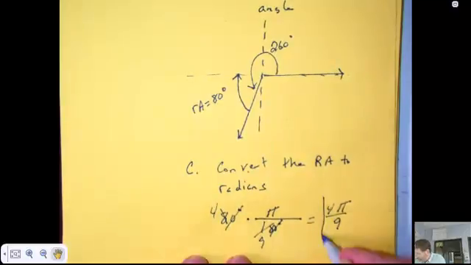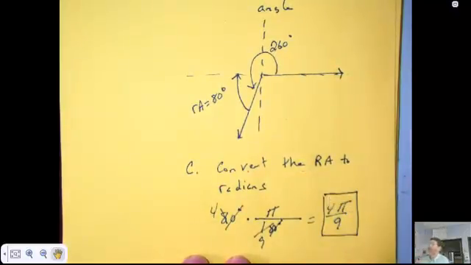Again, we tend to leave radians in these exact values, even though, remember, pi is irrational. So if we multiply it out, we get a number, but it's an irrational number.